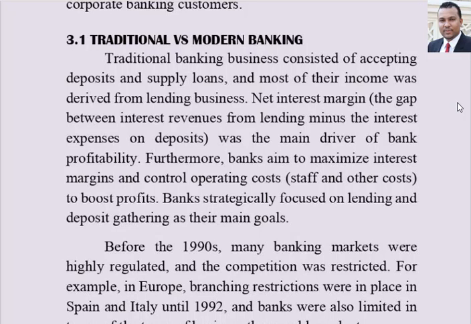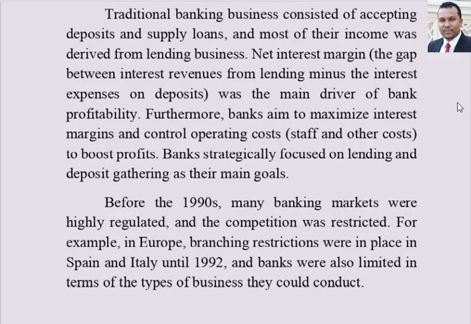What about the main source of profit for these traditional banks? The net interest margin, or the gap between the interest rate on loans minus the interest rate on deposits. This is the main driver for traditional banks' profitability. So how can the bank increase the number of branches and expand its assets?